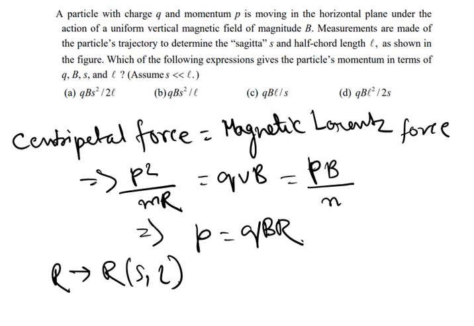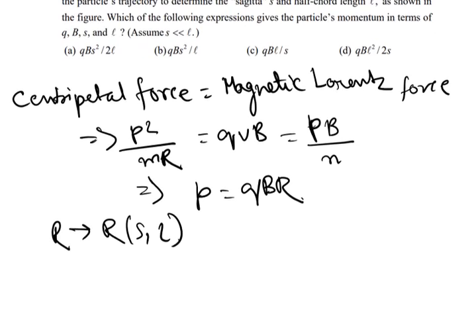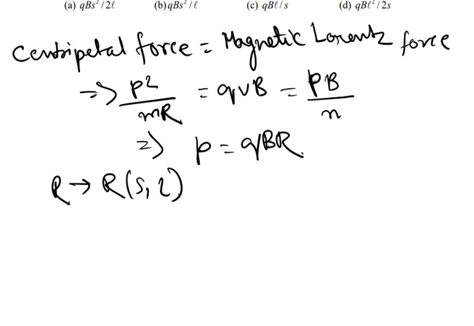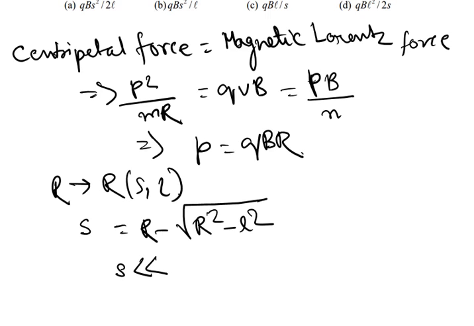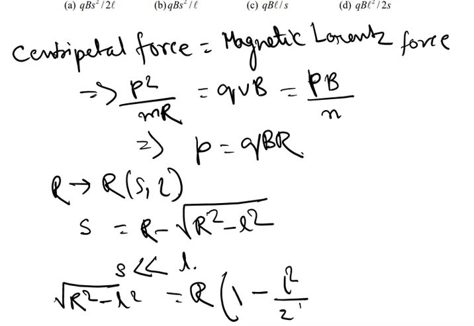So the geometrical relation of the sagitta, chord and radius. For a circular curve we can write s equal to r minus the square root of r squared minus l squared, right? So assume s is much smaller compared to l. So we use the binomial expansion. We can write the square root of r squared minus l squared equal to r into 1 minus l squared by 2r squared.